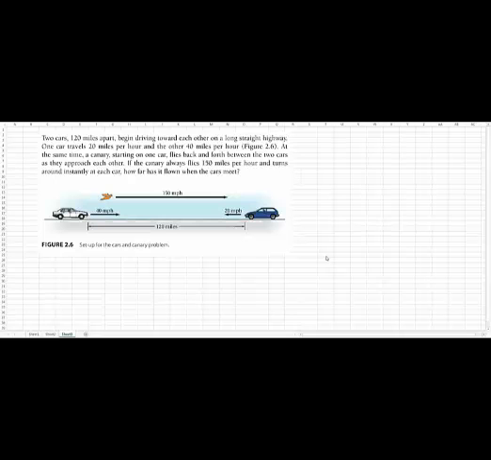Okay, so this is another one that, well, let's read it, and then we'll have the oh my moment. Two cars 120 miles apart begin driving toward each other on a long straight highway. One car travels 20 miles per hour, and the other travels 40 miles per hour. At the same time, a canary sitting in one car flies back and forth between the two cars as they approach each other. If the canary flies 150 miles per hour and turns around instantly at each car, how far has it flown when the cars meet?